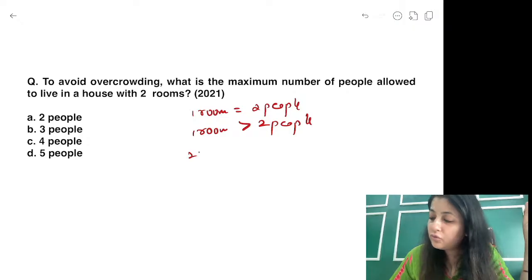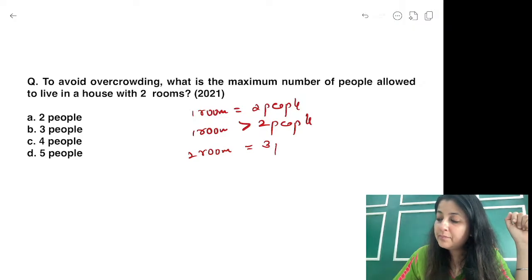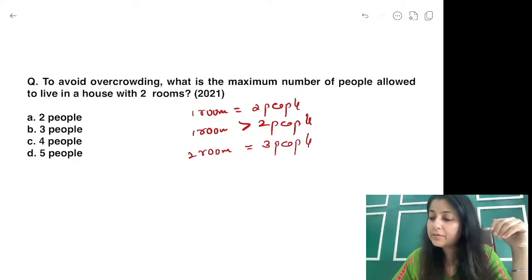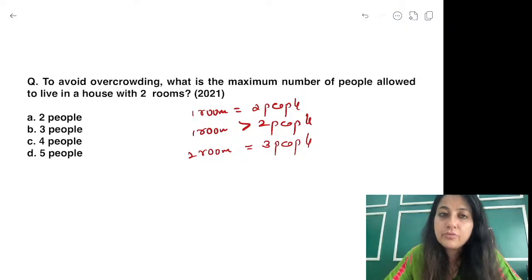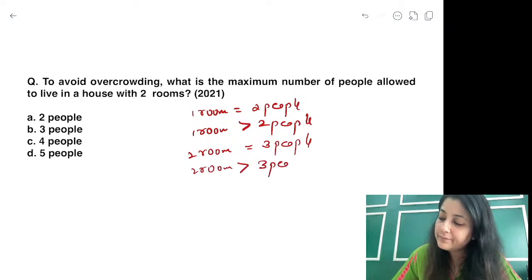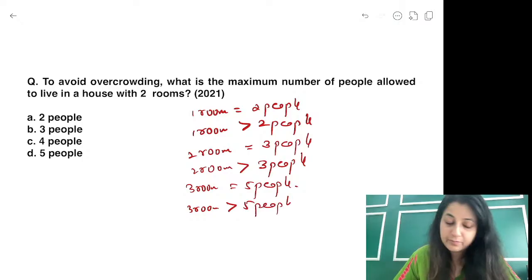Isn't it? In 2 rooms, how many people can live? In 2 rooms, 3 people are allowed. So is overcrowding 3 people? The question asks the maximum to avoid overcrowding. When will you call it overcrowding? When in 2 rooms you have more than 3 people. In 3 rooms, 5 people are allowed. So overcrowding is when in 3 rooms I have more than 5 people.